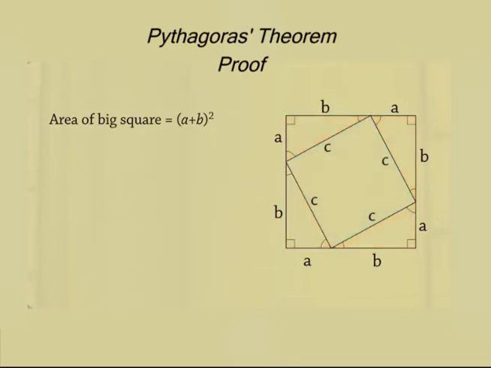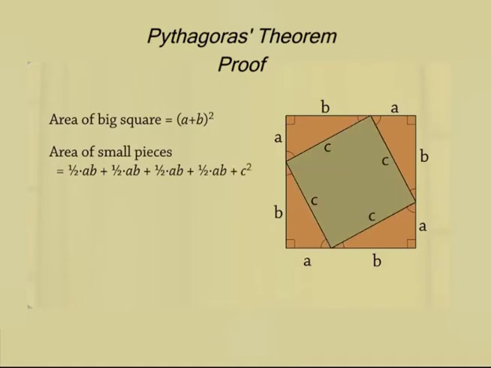So if we add up the area of the 4 triangles and the small square, we get a half a times b plus a half a times b plus a half a times b plus a half a times b plus c squared. Collecting the like terms, this is equal to 2ab plus c squared. Right. Now we computed the area of this square in 2 different ways, and both ways should give us the same answer because they measure the size of the same square. And so a plus b squared should be equal to 2ab plus c squared.